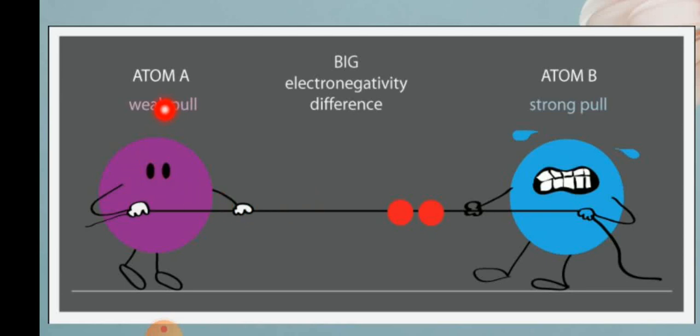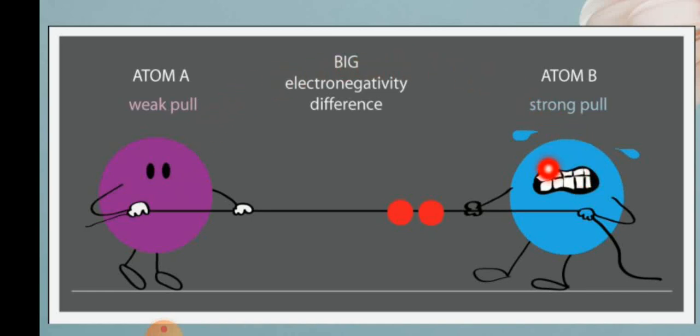Now, between this atom A and atom B, one atom has more power, more capacity, to attract this shared pair of electrons towards itself. Of the two atoms A and B, one atom has a lot of power, a lot of capacity, to pull these two electrons, this pair of electrons, toward itself. Then that atom is said to be more electronegative than the other atom.